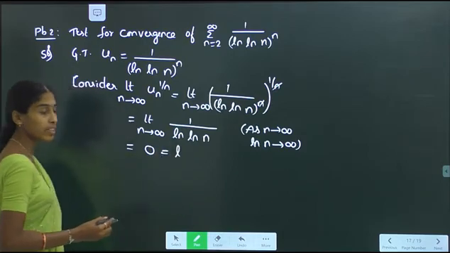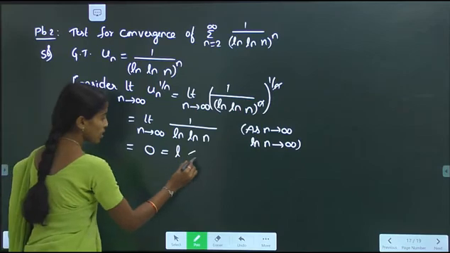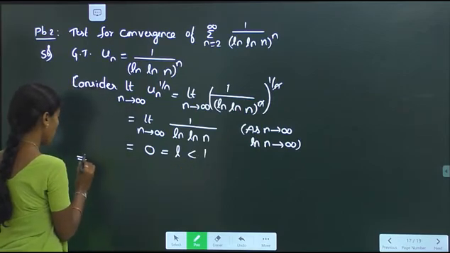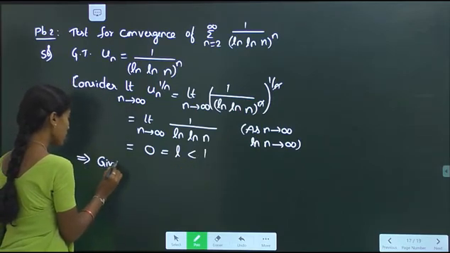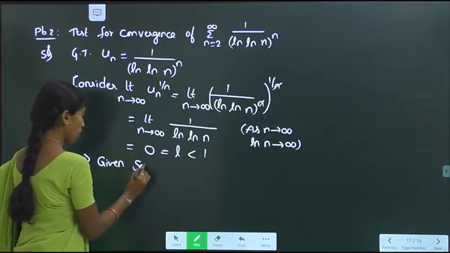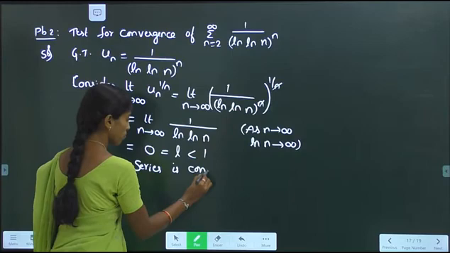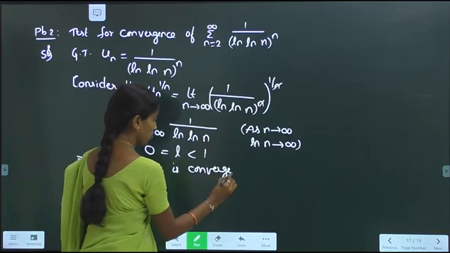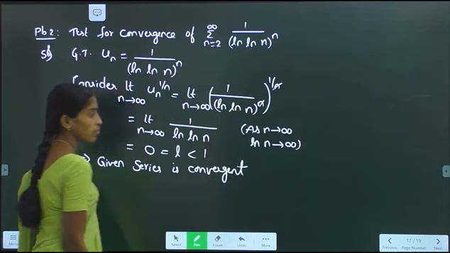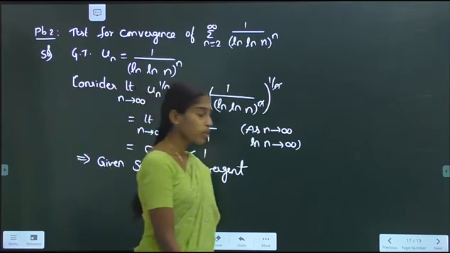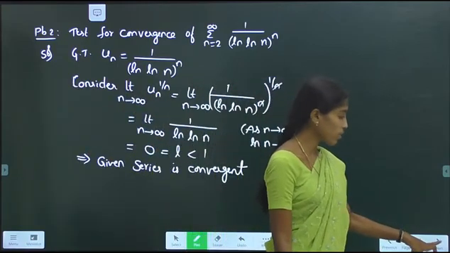0 is a finite value which is less than 1, implies given series is convergent. Right? As n tends to infinity, log infinity value is infinity.